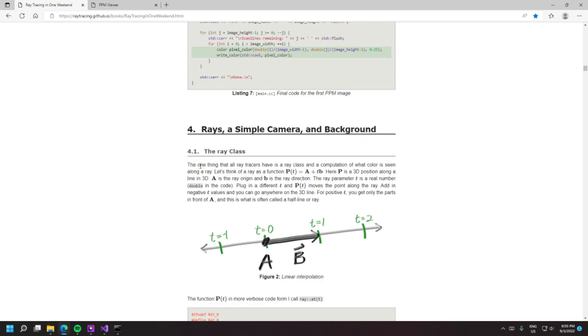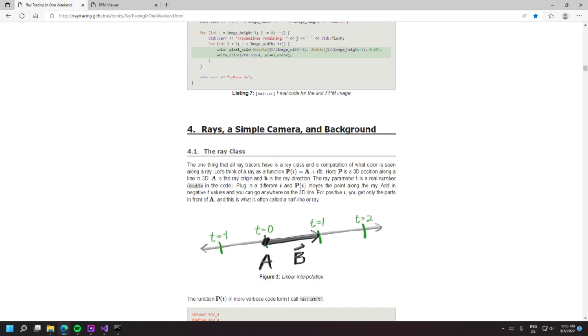The ray class. The one thing that all ray tracers have is a ray class and the computation of what color is seen along the ray. Let's think of a ray as a function P of t equals A plus t times b. Here P is the 3D position along a line in 3D. A is the ray origin and b is the ray direction. Okay, it's a linear ray, that makes sense.